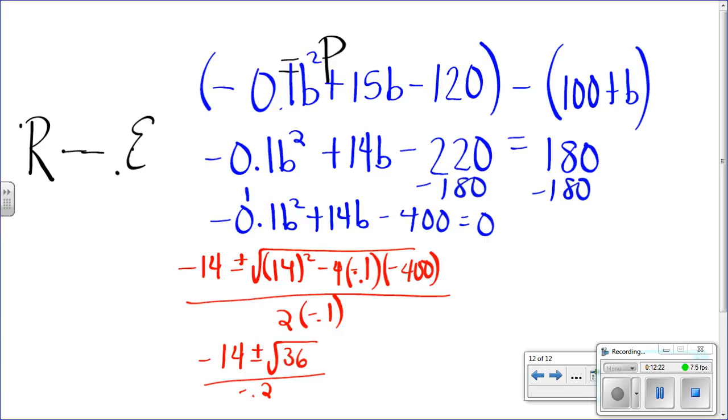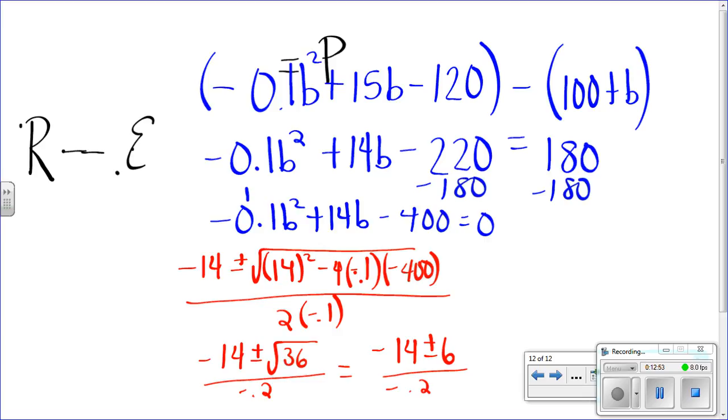The other thing that a lot of you are doing is you are not finishing the math. Negative 14 plus or minus 6 over a negative 0.2. That's math that you can do. You can add negative 14 and 6. You can subtract negative 14 minus 6. A lot of you are just leaving it right there and walking away from it. Like, done, circle my answer, I'm finished. No, you're not finished.